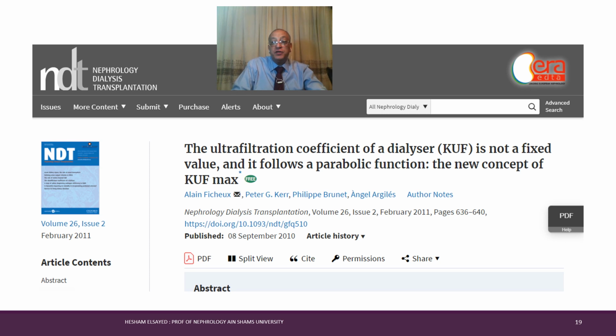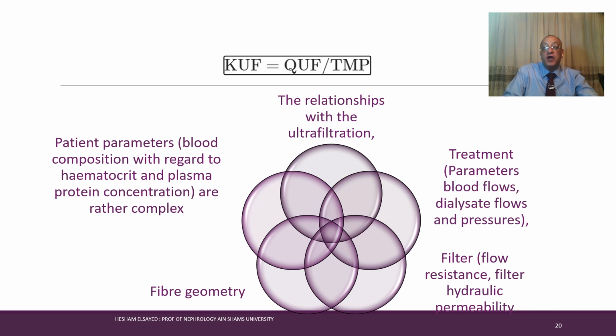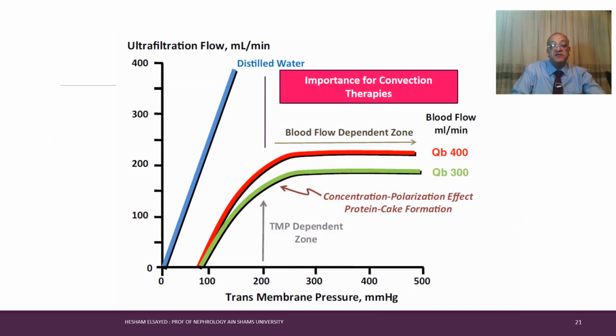The ultrafiltration coefficient of the dialyzer is not a fixed value. It depends largely on the transmembrane pressure. Sometimes it's parabolic, meaning that you have an average of KUF against the transmembrane pressure. If the patient has a high viscosity or the filter geometry is changing, the KUF is changing. And it's never linear, it's only linear for water.